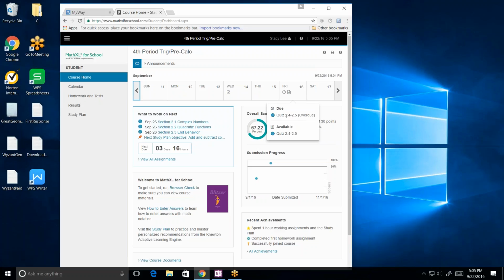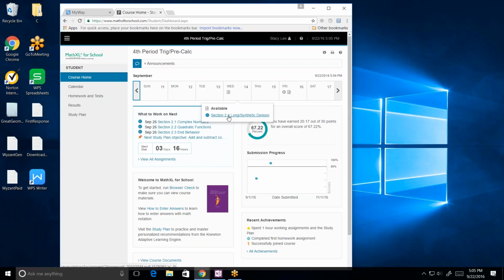Oh, it's not letting you click on it? It is not. Are you logged in? No, I'm not. No, it's not letting me click on it. What about Wednesday? Yeah, it lets me click on that.